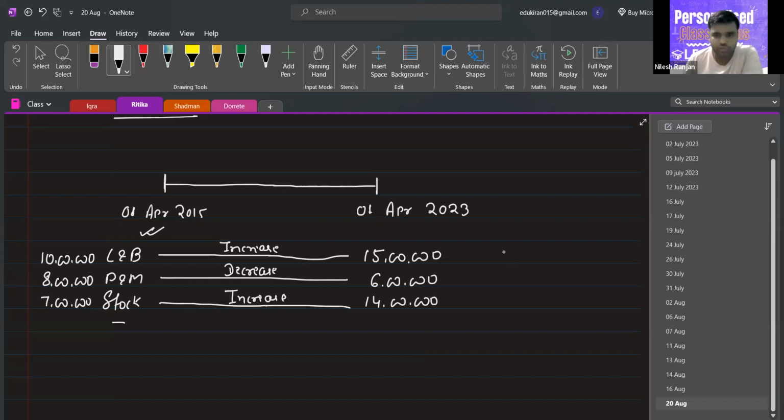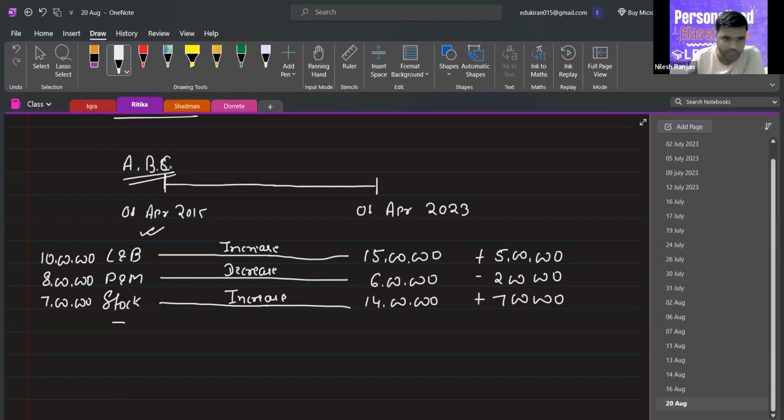So there is 5 lakh increase in land and building. There is 2 lakh decrease in plant and machinery, and there is 7 lakh increase in the stock. Now, let's say at the time of starting the business, there were 3 partners, A, B, and C, and now a new partner, D, is admitted into the firm.